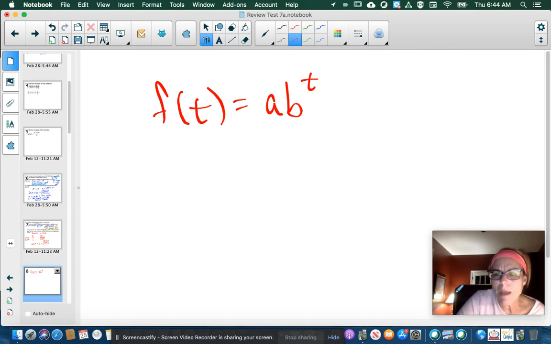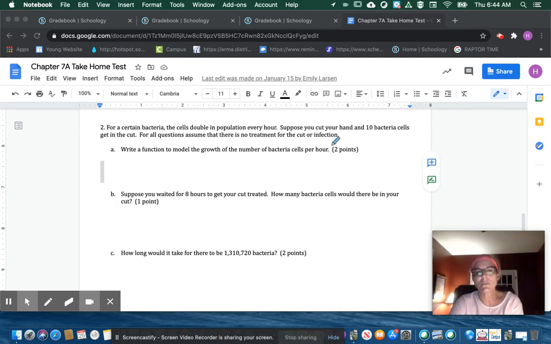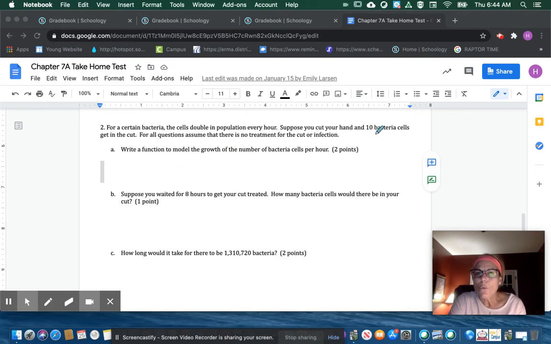And I want to go back a minute and check something. All right, we're modeling. Model the growth of the number of bacteria. Growth of the number of bacteria cells. Okay, yeah, per hour. That's what I wanted to look at. All right. So that's what we're going to use. Based on this, we can tell that A is 10 and B is obviously going to be 2. Double goes with 2.